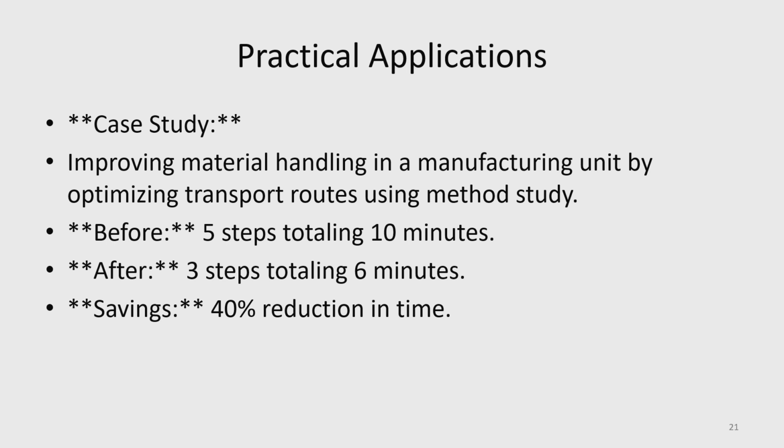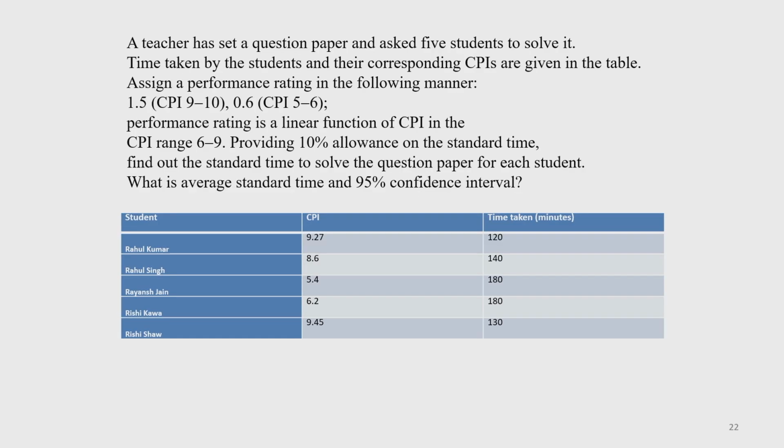So, savings was a 40% reduction in time. Now I will finish this lecture with one example of calculating the standard time. Suppose a teacher has set a question paper and asked 5 students to solve it. The time taken by the students and their corresponding CPIs are given in the table.